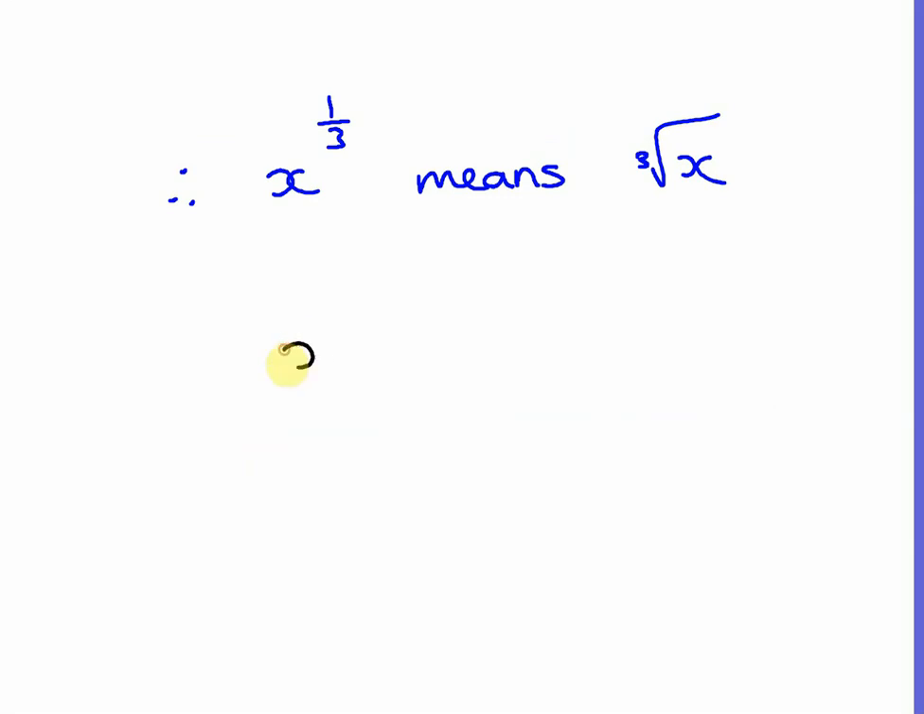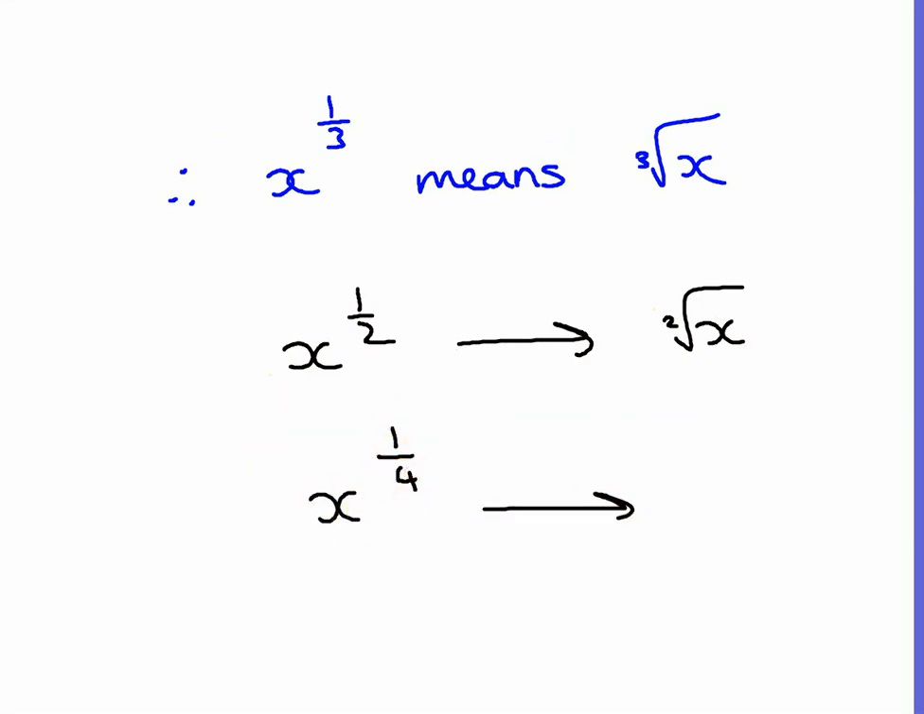So let me just write the other one. So power of a half means we are square rooting. And you can put a little 2 there if you want to, but we don't often. So cube root. So what about this one? What do you think that will do? That's right, hopefully you said the 4th root. Okay, so that denominator value is our root value.